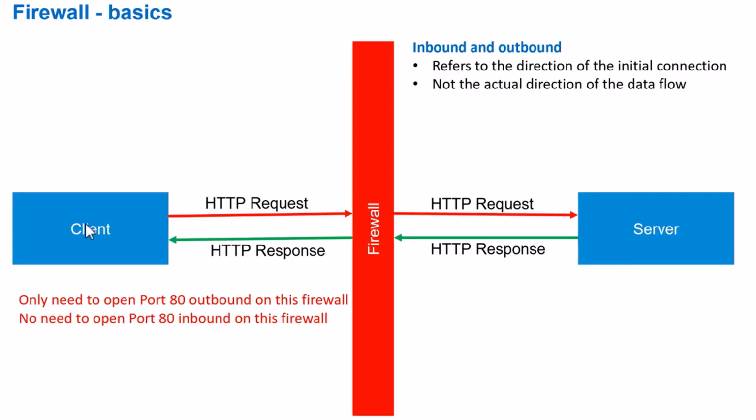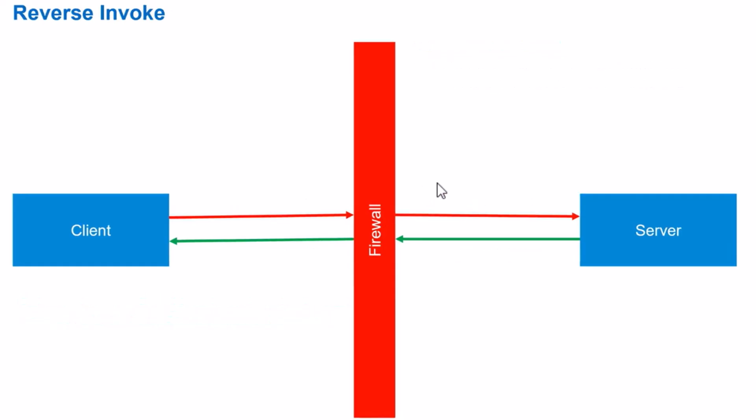So as long as the client made the initial connection, so just port 80 and 443 outbound need to be open, which in most organizations is already open. So here is the reverse invoke proxy, and this is what is used in SAP Cloud Connector.